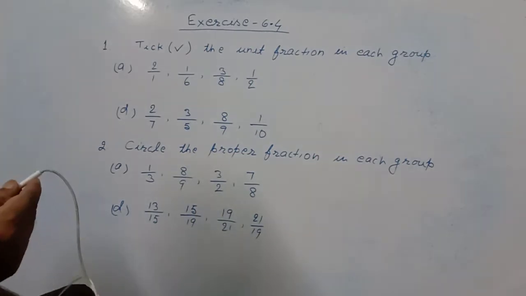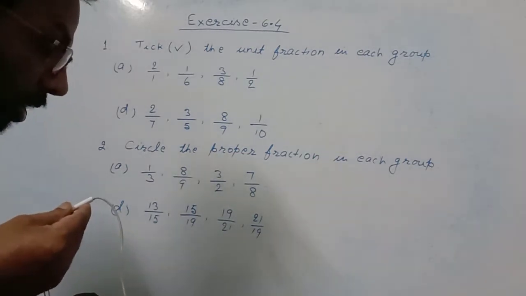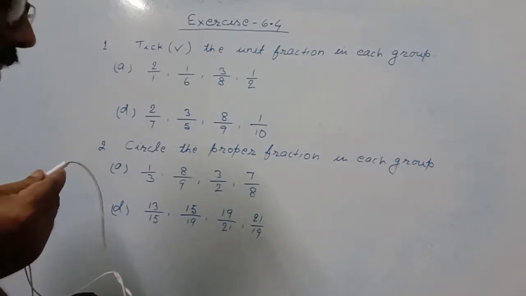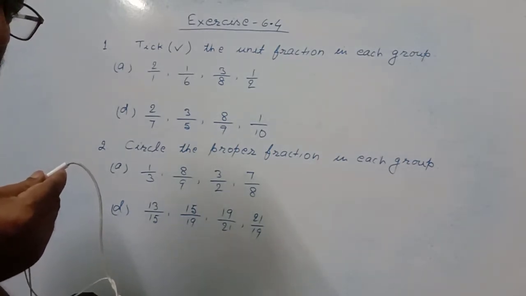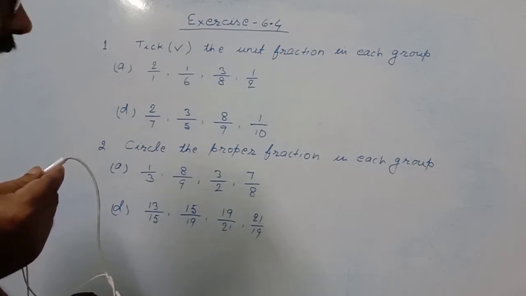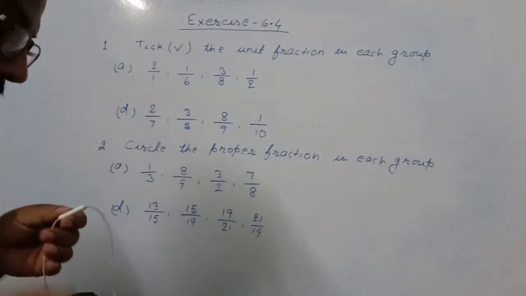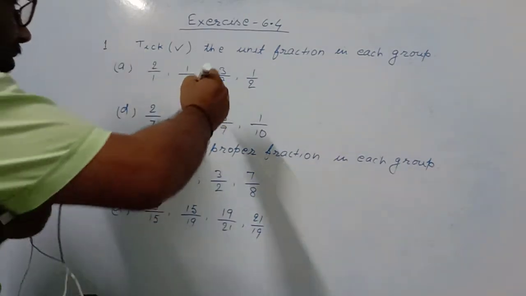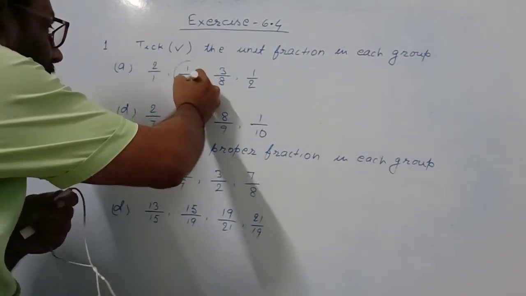Exercise 6.4, question number 1. Tick the unit fraction in each group. What is this unit fraction? In any fraction, if numerator is 1, that fraction is a unit fraction. So here we are seeing that in this fraction 1 by 6, numerator is 1.